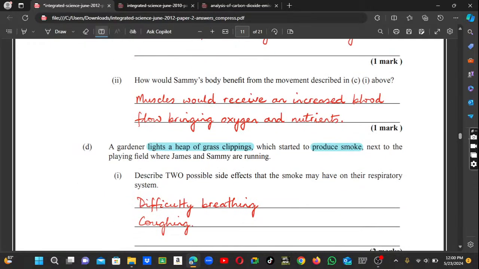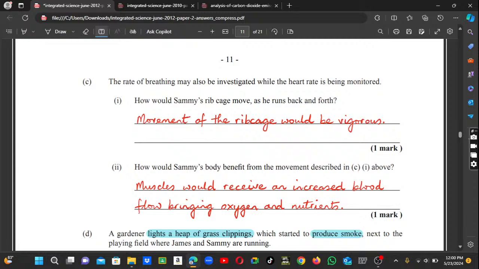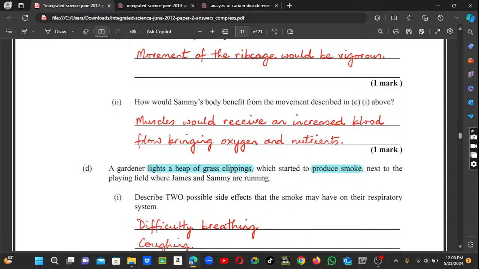Pretty simple. It says how Sammy's body benefits from the movement described in C I. Let me scroll up to show you what we're talking about here. We're talking about the vigorous movement. So the muscle would receive an increase of blood flow, bringing the oxygen and nutrients. That would be the answer, that would be the benefit. Sammy would receive the increase of blood flow, and the blood flow brings oxygen and nutrients. All right, good.